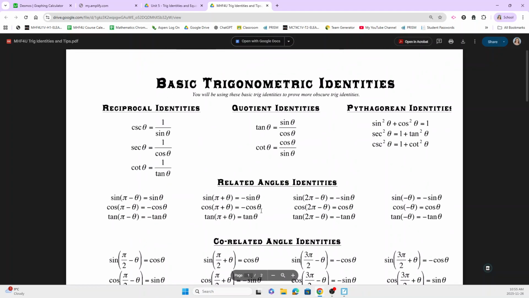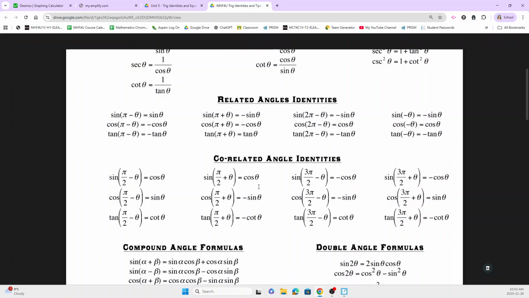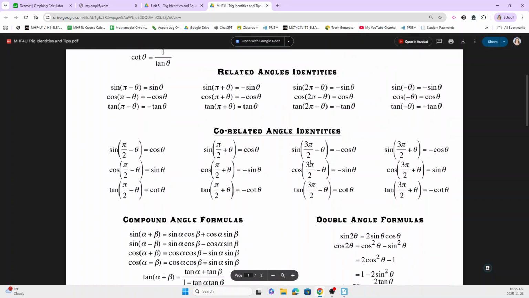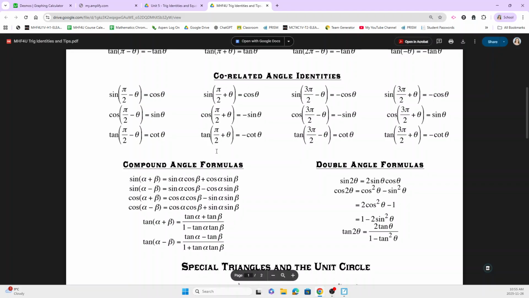Today's lesson, lesson 6, primarily focuses on review from grade 11, so we will be using our Pythagorean identities, our quotient identities, and our reciprocal identities primarily today. Those are all ones that you already knew from grade 11. Then as we get into some trickier identity proofs in lesson 7, we're going to start introducing our correlated angles, double angles, compound angles, and so on.